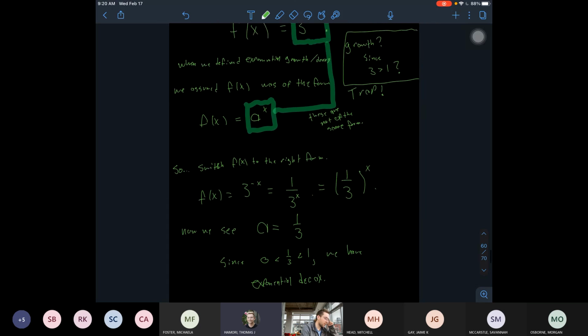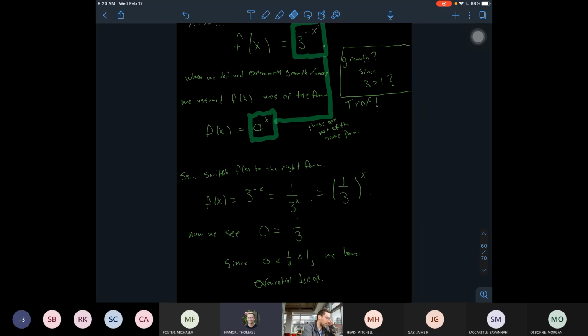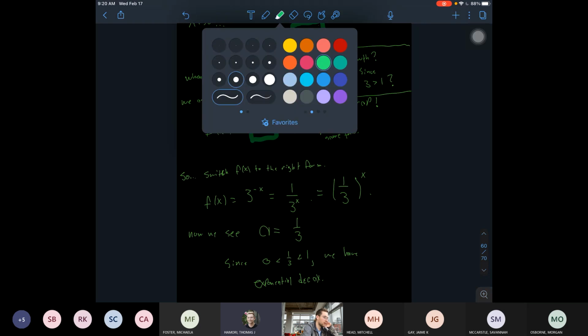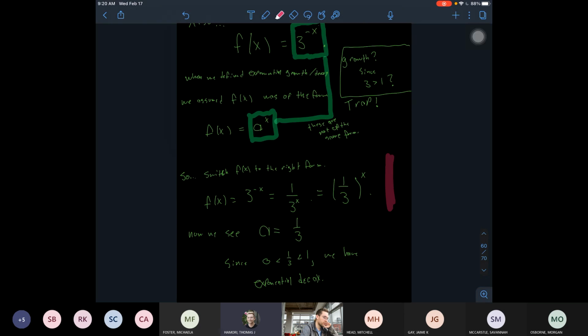Okay, so when we talk about exponential growth and decay, we want to make sure that we're writing things in the right form. We need to have some number a to a power x. If the power is negative, we have to rewrite a so that the power becomes a positive power. That was what we did on this step here to the left of my red highlighting. We switched the form of 3 to the negative x to look like some number to the power x. Since that number was less than 1, we conclude that we have exponential decay.